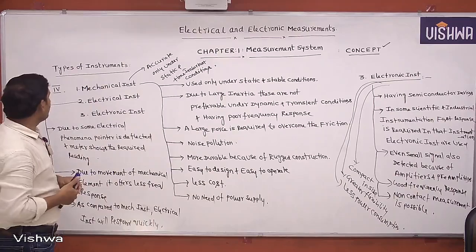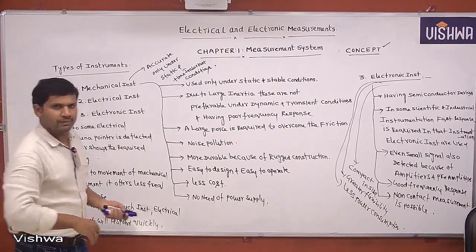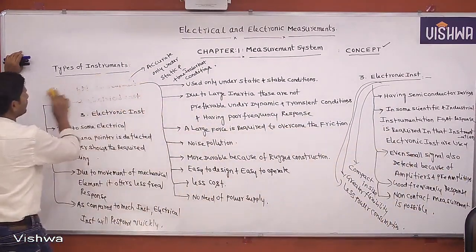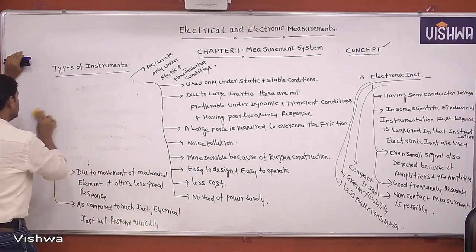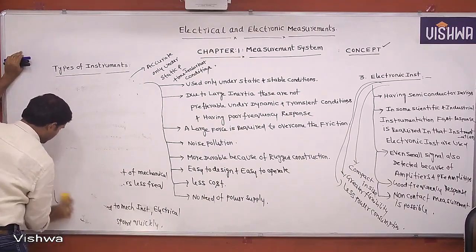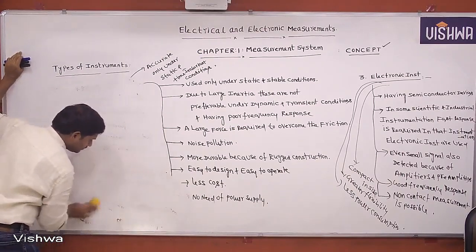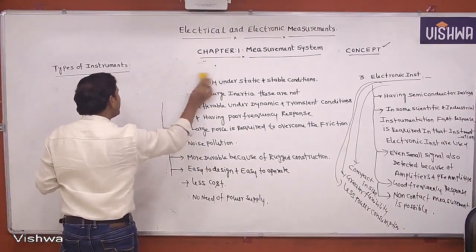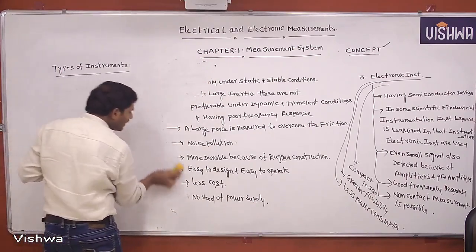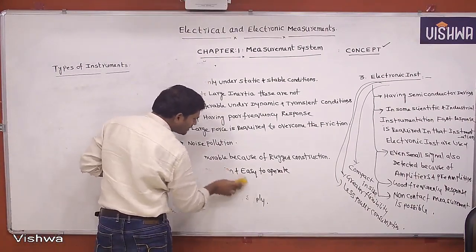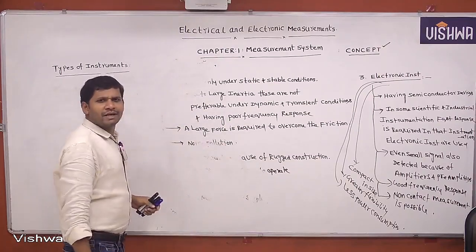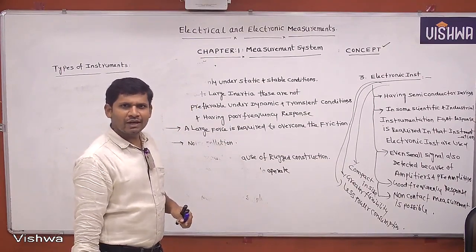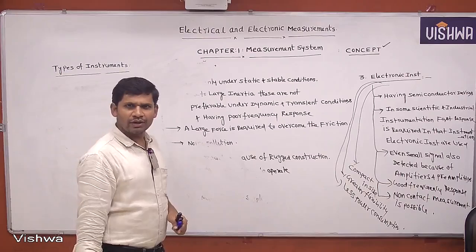Over. Then you go for the next classification of instruments. See the classification of instruments. PMMC, MI and EDM instruments are examples of electrical instruments. The electronic instruments examples are amplifier type instruments and rectifier type instruments. That point to remember.